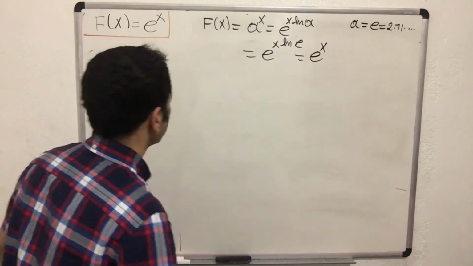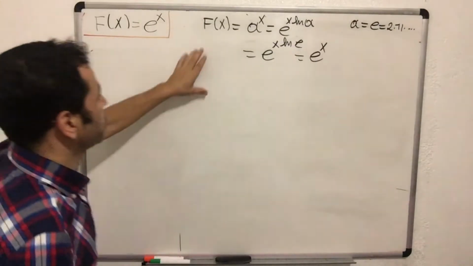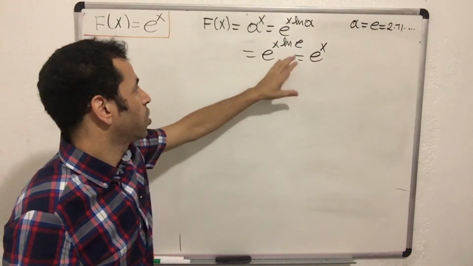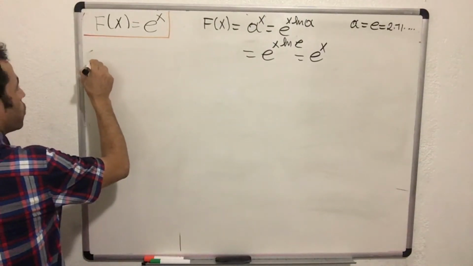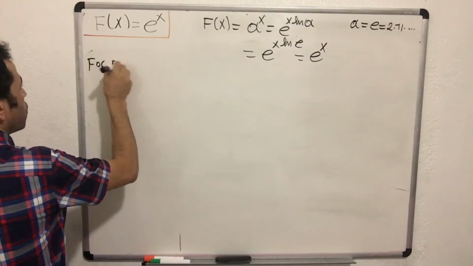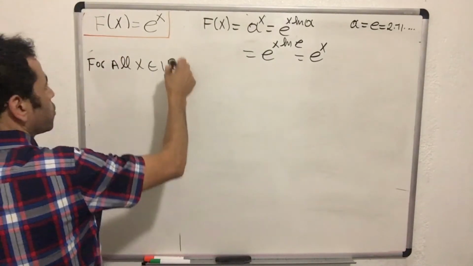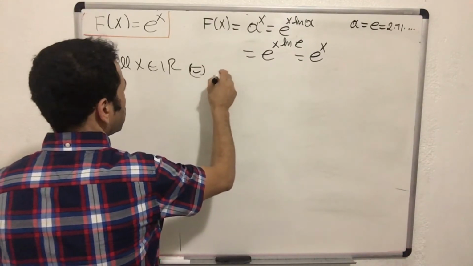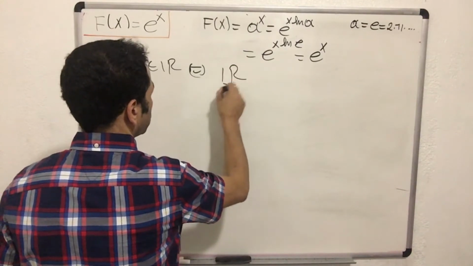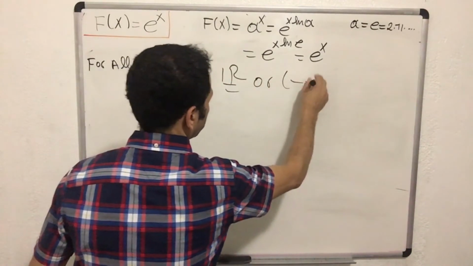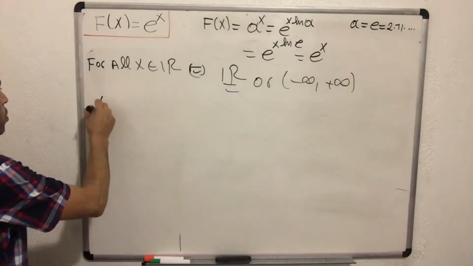So let's move on to determine the domain of this function. This is very clear. This function is defined on all real numbers x. So for all real numbers x, the domain of this function is R, or minus infinity to plus infinity. So this is the same thing.